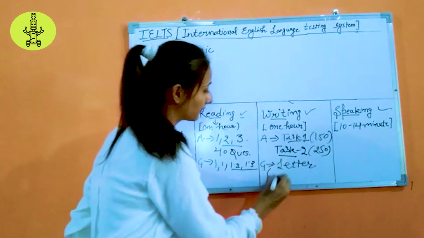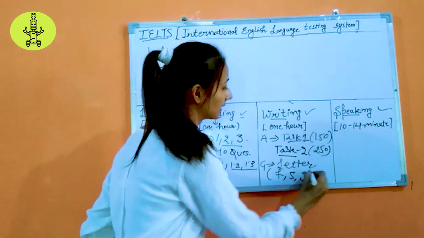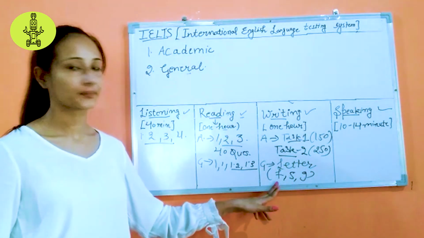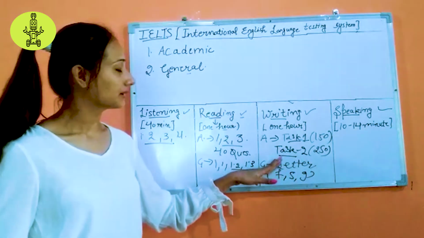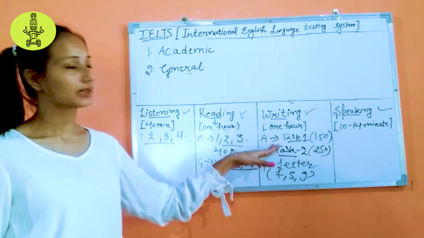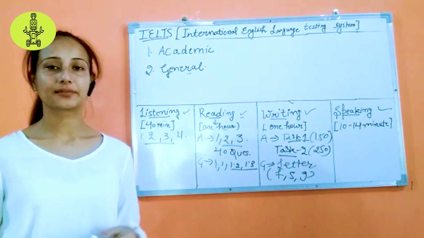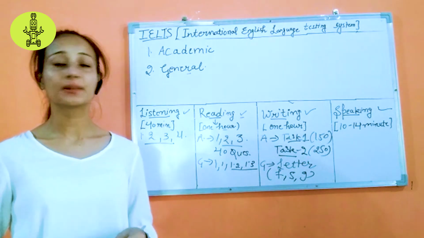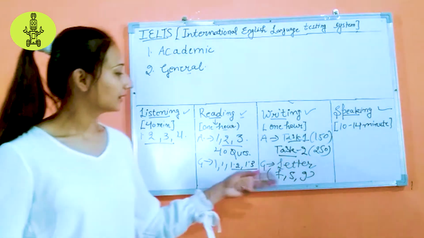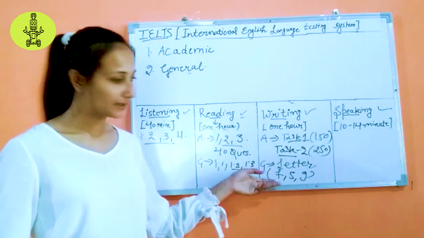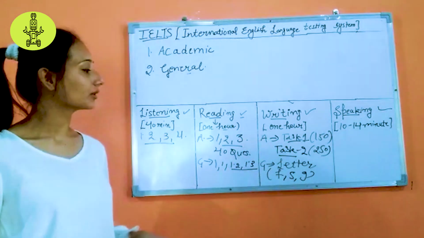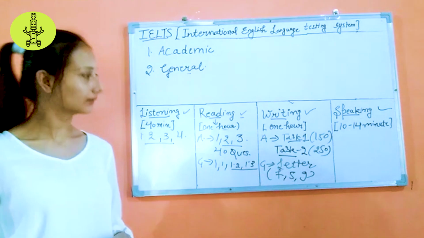In journal task 1, you need to write down the letter. The letter can be formal, it can be semi-formal, it can be informal. So you need to again write down 150 words here. In academic task 1, you need to summarize the information based on the bar graph or chart, line graph, or diagram. They will provide you different topics. So same here, the letter is also worthy of 3 bands and task 2 is worthy of 6 bands. So you need to focus more on task 2 if you want to score a good band.